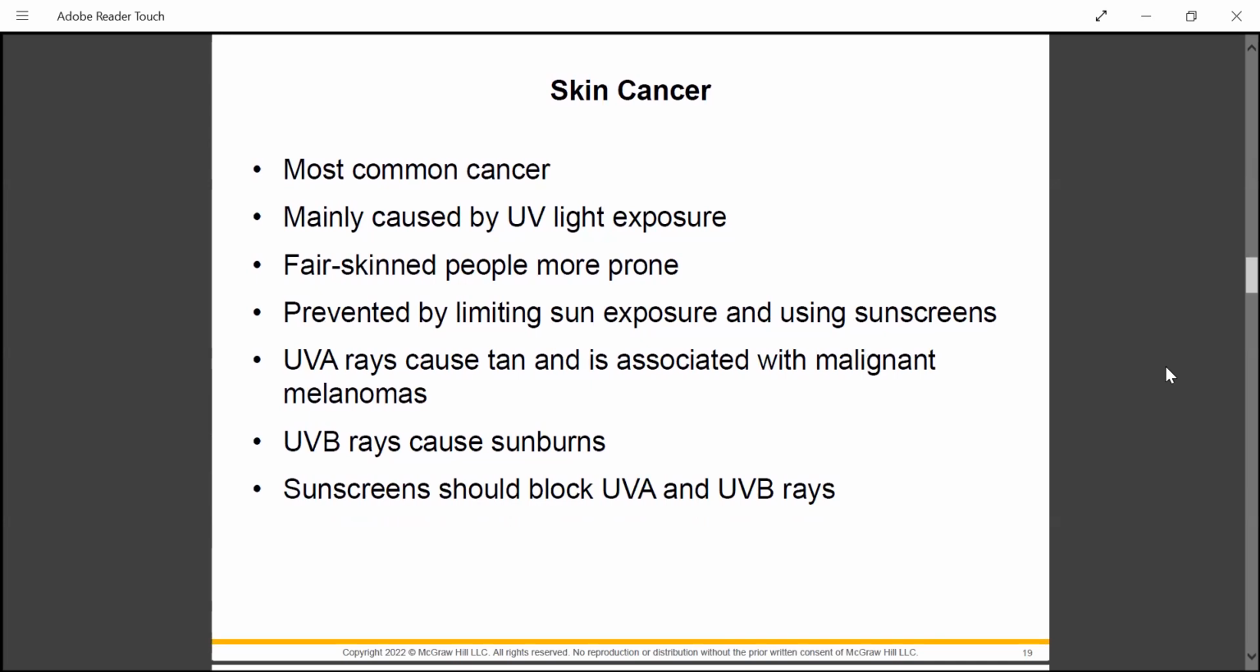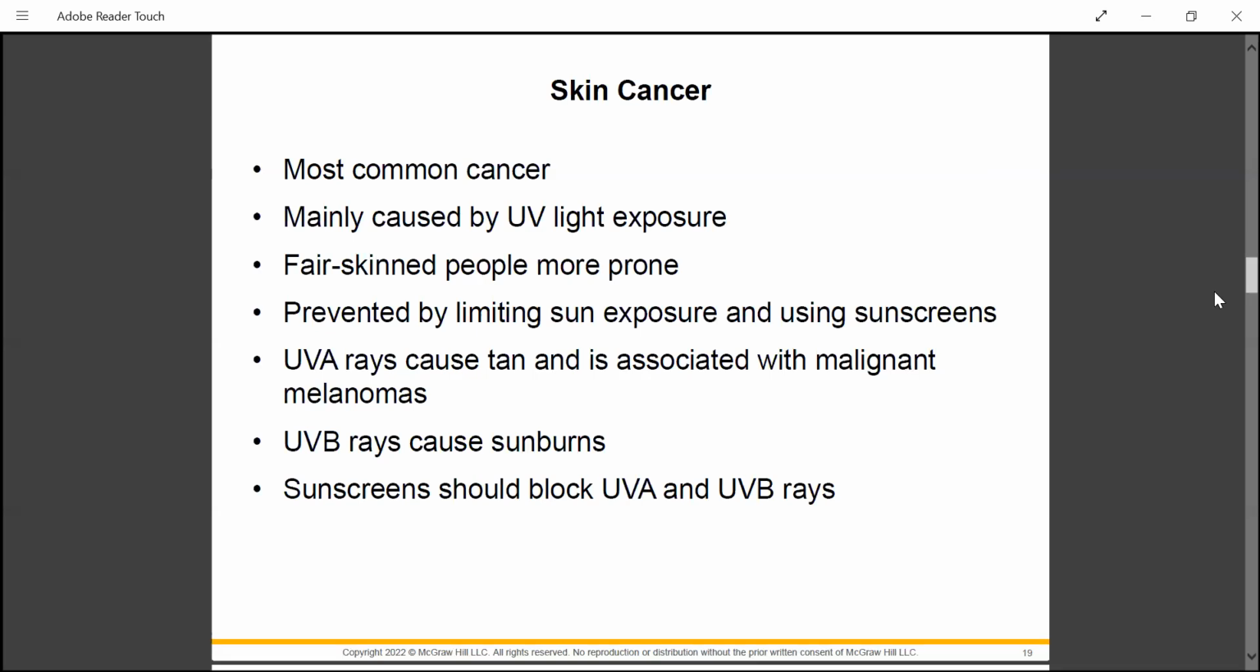Skin cancer is quite a common form of cancer, the most common actually. It's mainly caused by UV light exposure. So we said UV light exposure can stimulate melanin, but too much UV light exposure can stimulate cells to respond in a non-natural or malignant way. Of course, fair-skinned people are going to be more prone because the UV light is going to affect them more. So we can prevent this by limiting sun exposure. That's the big one. And if we are going to be in the sun, use sunscreen.